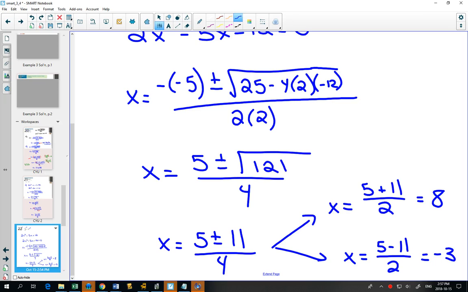So our two answers are 8 and negative 3. Did I make a mistake somewhere? Oh, there's a 4 on the bottom. Sorry. Yes, there's a 4 on the bottom. What's 16 divided by 4? 16 divided by 4 will be 4, and negative 6 divided by 4 is negative 6 over 4, which reduces to negative 3 over 2.